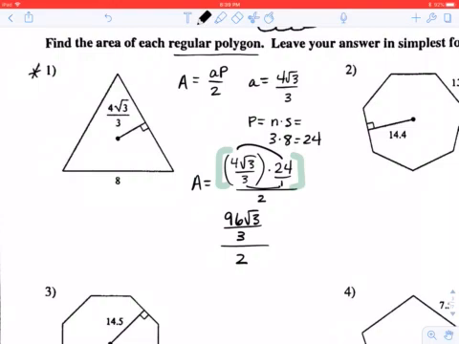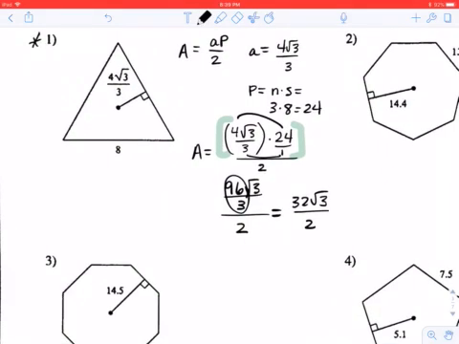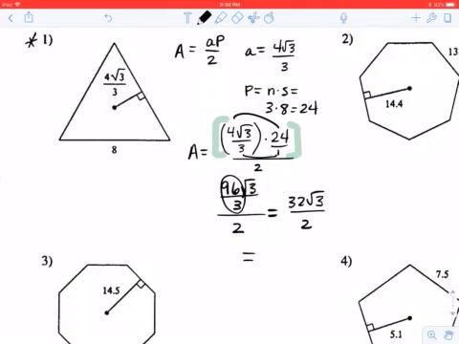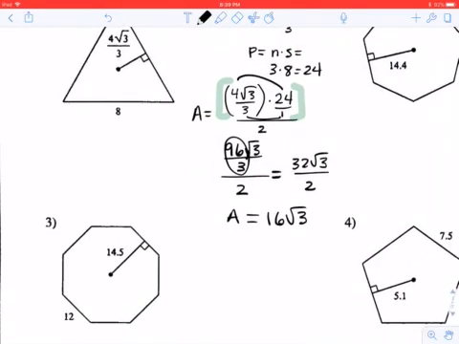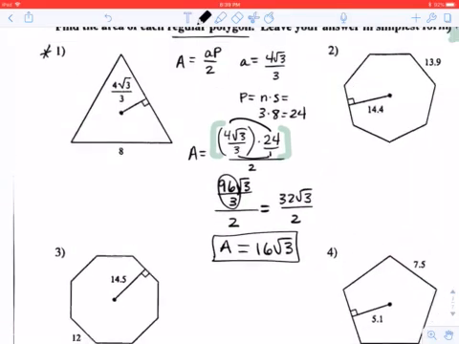But hey, look, I can now do 96 divided by 3. So this part right here can simplify to 32 square root of 3 over 2. And then I can keep simplifying that. Now I can figure out what to do with that too, which is going to be simplifying. Okay, so 32 divided by 2 is, guess what, 16 square root of 3. Okay, so this right here is the area of my triangle.